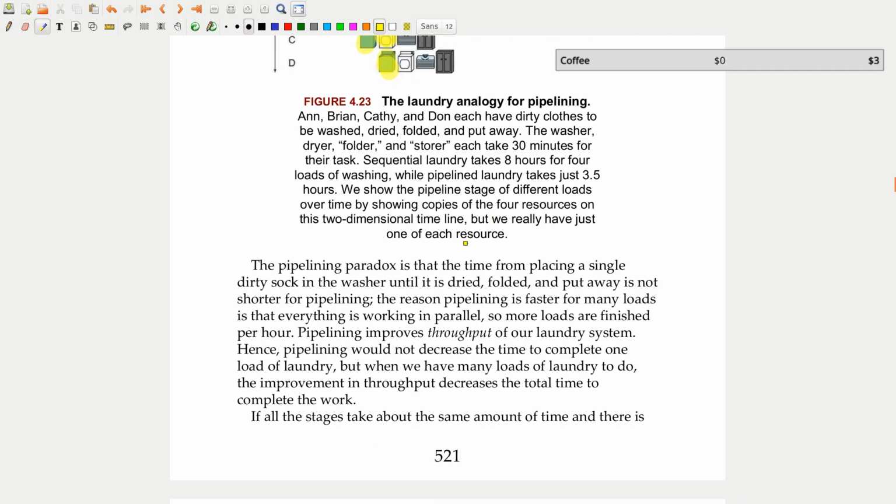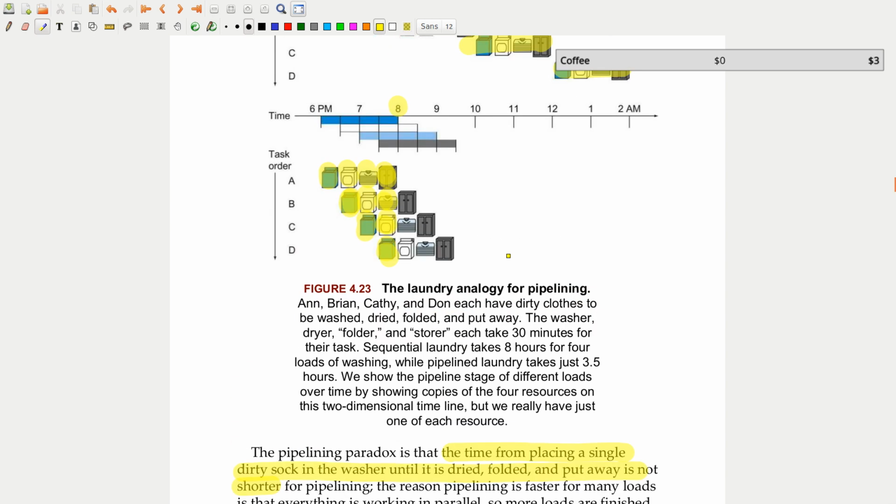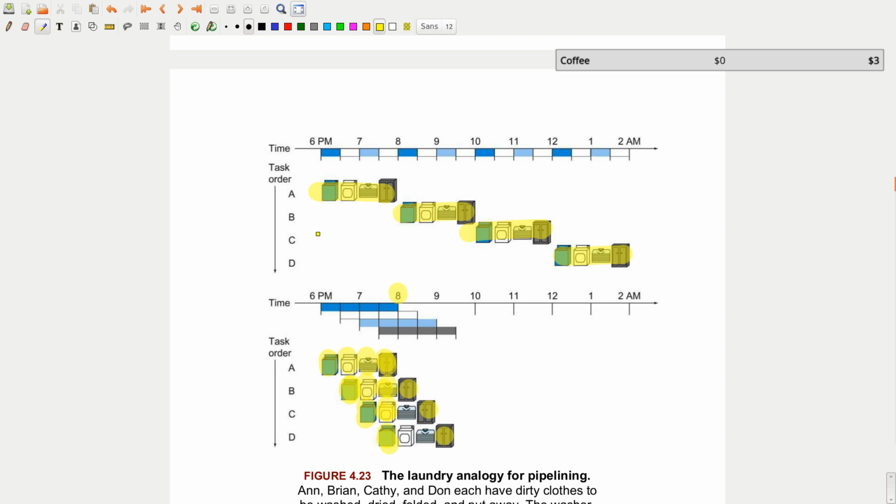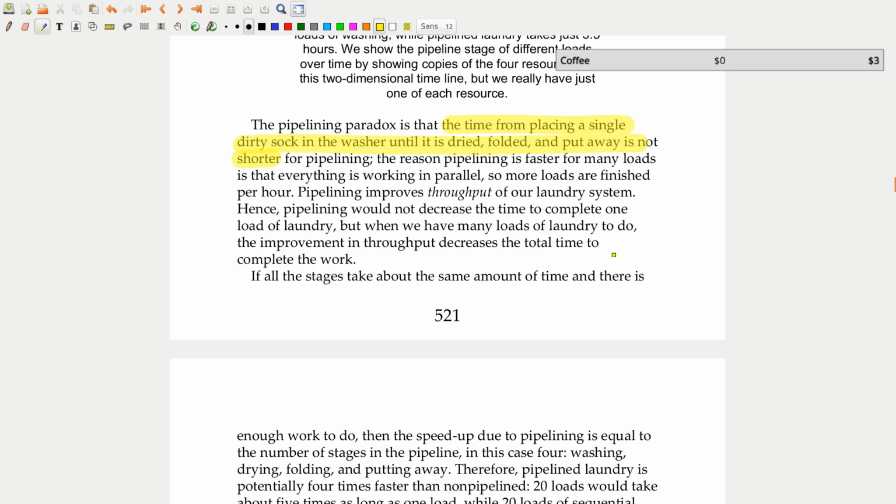So the pipelining paradox is that the time from placing a single dirty sock in the washer until it is dried, folded, and put away is not shorter. So we're not improving the latency for a single instruction. We're not making the clock faster so that it gets done faster. The reason why it's faster is that on every single cycle here, starting at 8 p.m., we have a load of laundry being put away, rather than the previous idea, where every 4 hours we had something being put away. So it improves throughput, not latency.